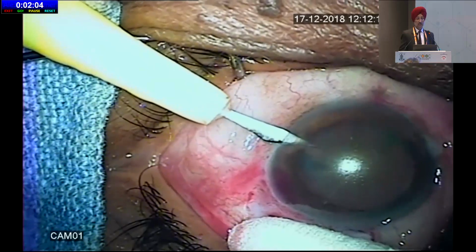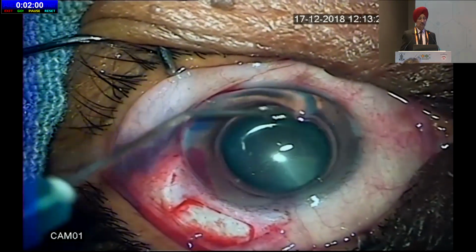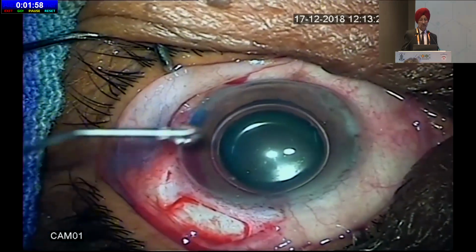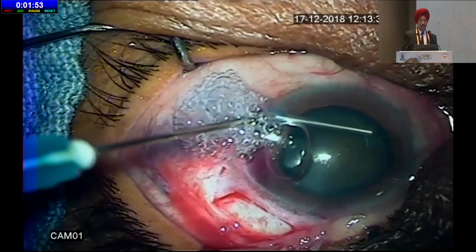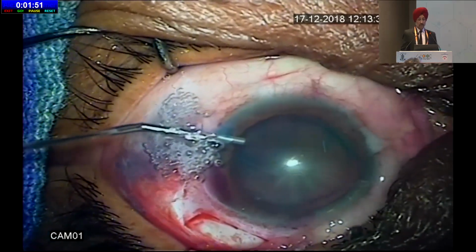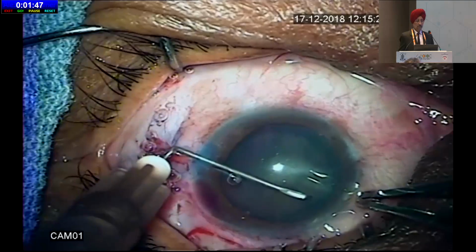Side port entry is made at around 90 degrees from the main tunnel. Capsule is stained with trypan blue and anterior chamber is formed with viscoelastics. A large continuous curvilinear capsulorhexis is what we aim at in such cataracts. We prefer to stay just under the pupillary margin with our cystotome.